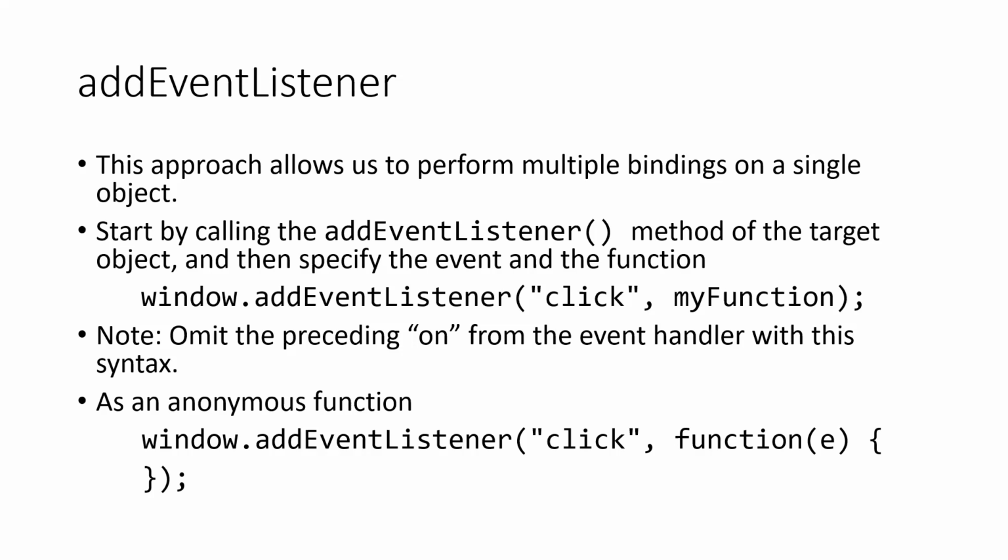So here the click means actually on click. If you remember the list of event handlers we discussed, we had on click, on blur, and so on. So we omit the preceding on here. In the same way you can define the function in the same place, like an anonymous function, like we discussed earlier. As an anonymous function, you can put it as function e within brackets. You can put the code to execute whenever somebody clicks on the window.